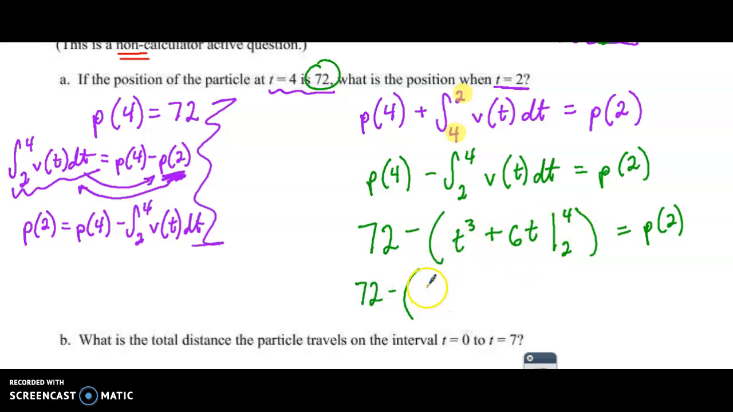But anyway, 4 cubed is 64 plus 24, and then minus, maybe I should put in some parentheses here, plugging in 2 cubed is 8 plus 12. I don't know how scary this really is for you, because 8 plus 12 is 20. If you subtract off 24 minus 20, you're at 4, so 64 plus 4 would be 68, and 72 minus 68. Pretty confident that answer should be 4.